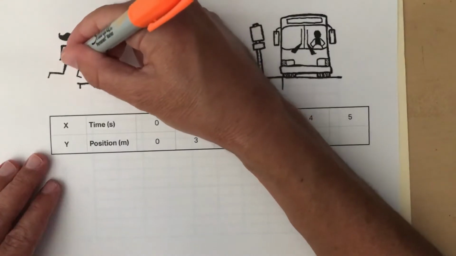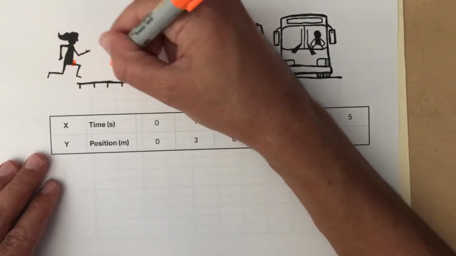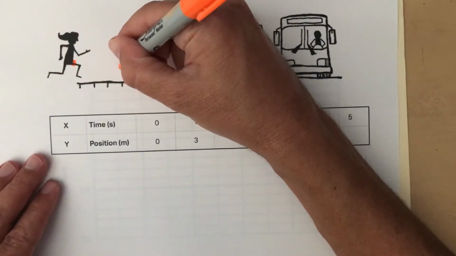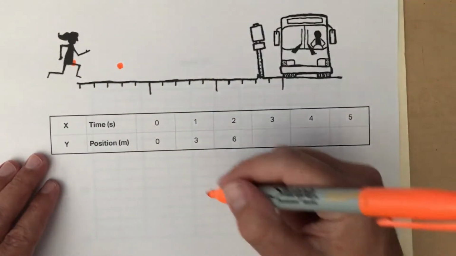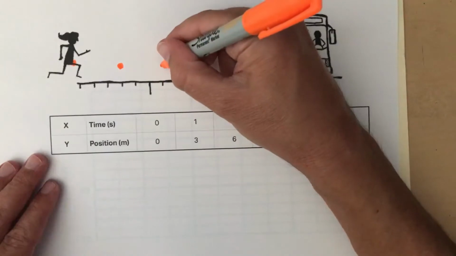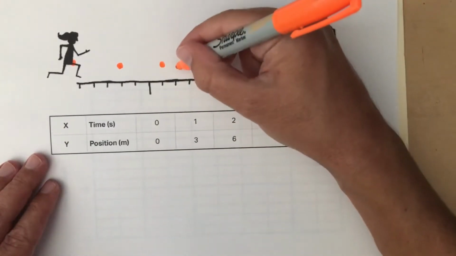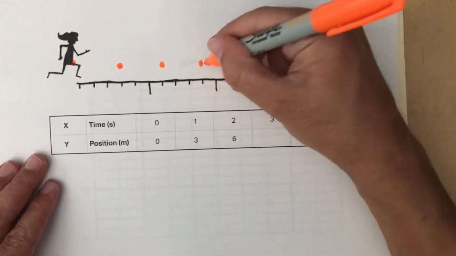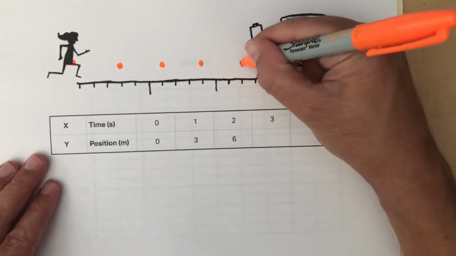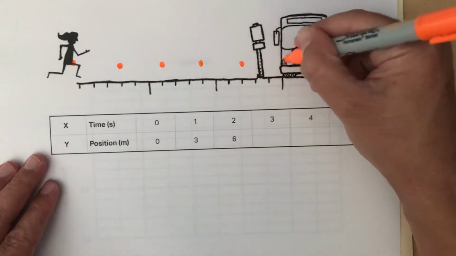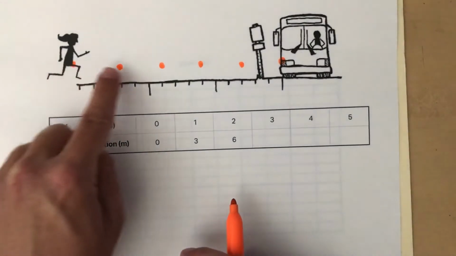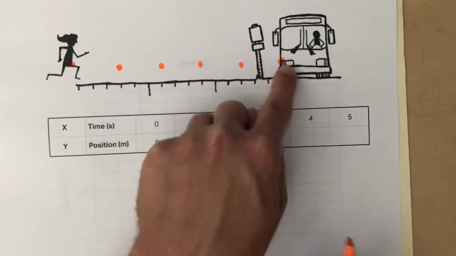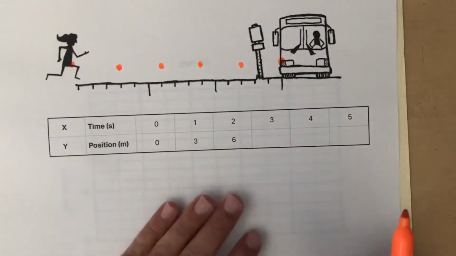So she starts here at 0, and then 1, 2, 3. She winds up at the third spot here after 1 second. And then 1, 2, 3 out there at 6 meters, and then 1, 2, 3 at 9 meters, and then 1, 2, 3 at 12 meters, and then 1, 2, 3 up to 15 to where the bus is. So this is where she would be if you took strobe photography, say, every second of where she was.